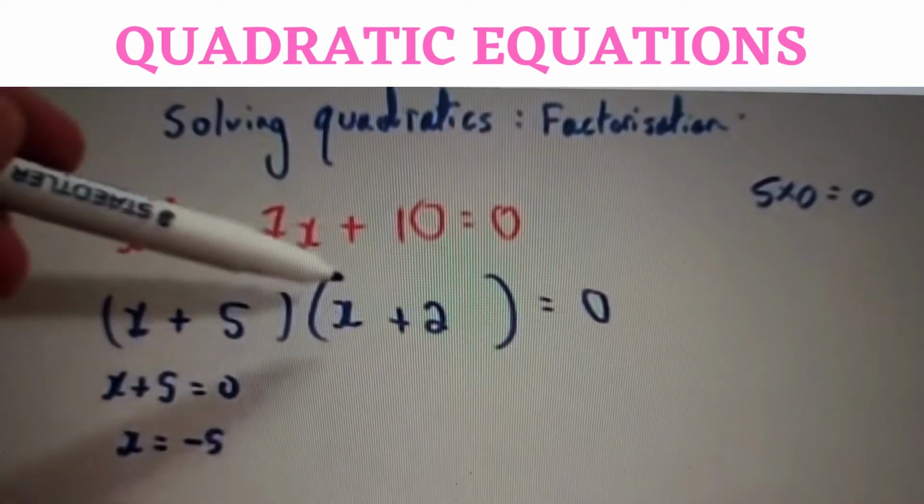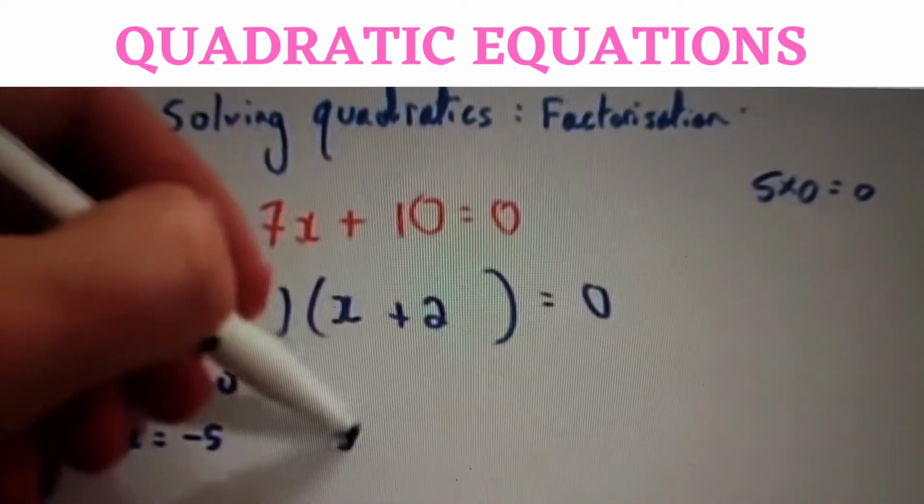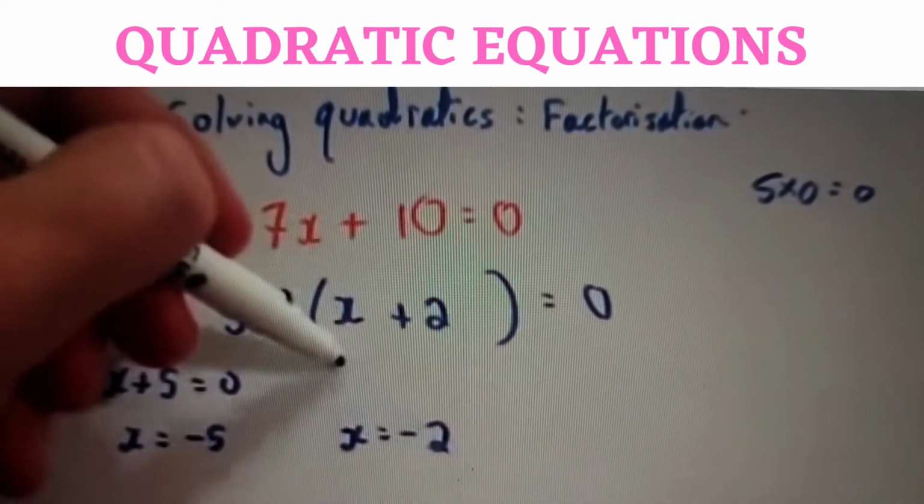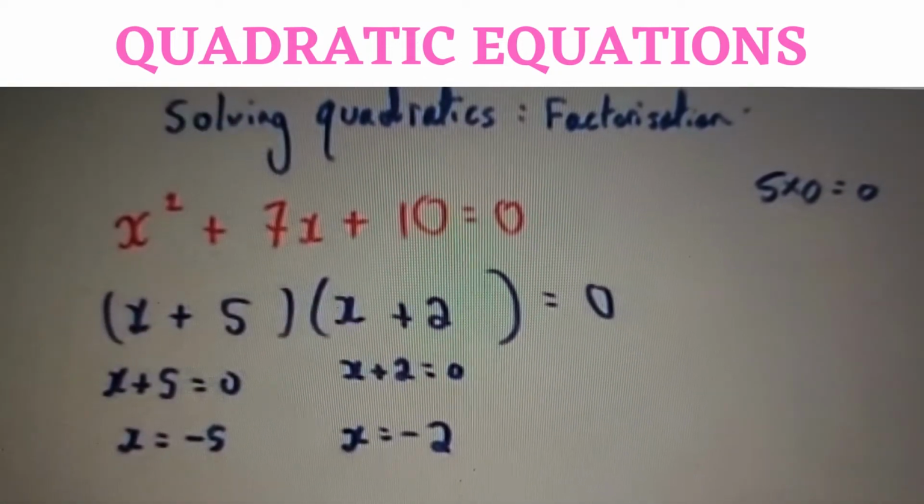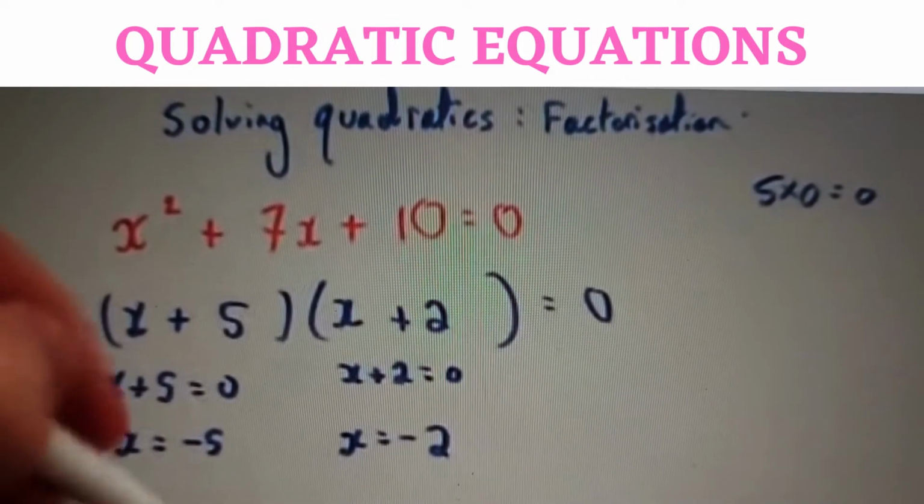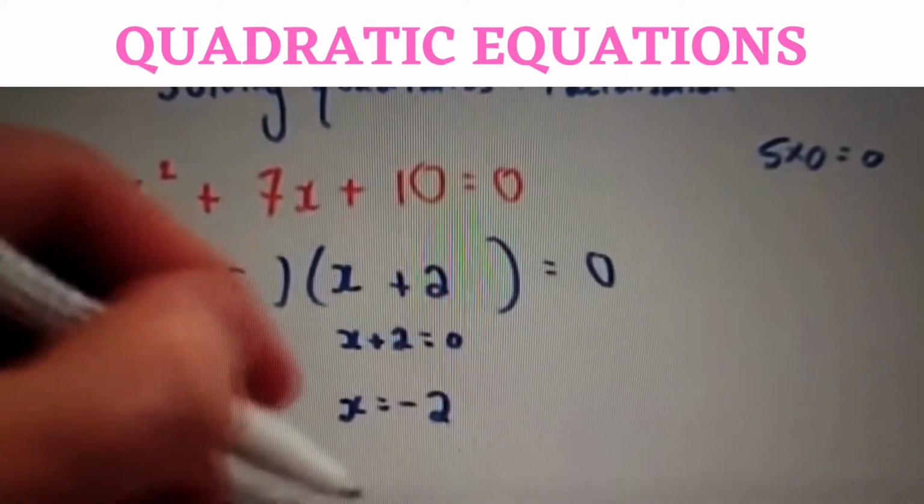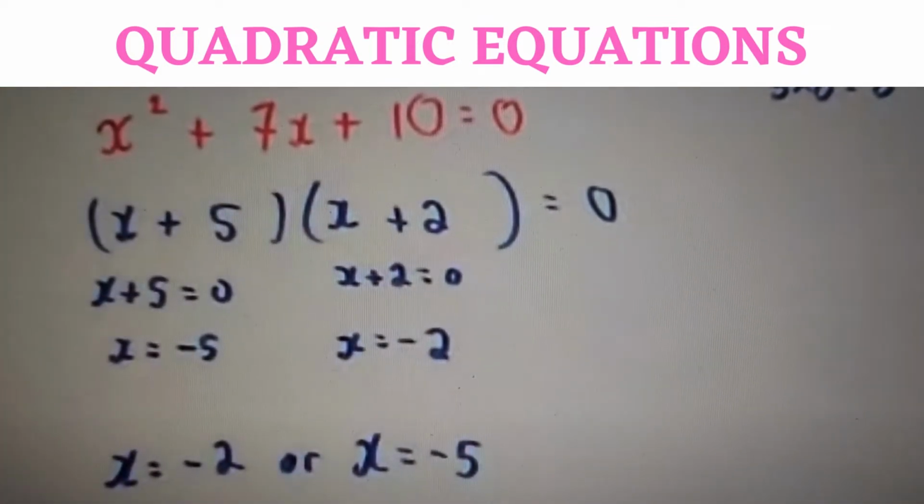This one, obviously, you know the answer is going to be minus 2 because minus 2 plus 2 is 0. So the x would equal minus 2. Alternatively, you could just write x plus 2 equals 0 and then solve it to get x equals minus 2. Okay, so the solutions are x equals minus 2 or x equals minus 5. So we've got our two solutions.